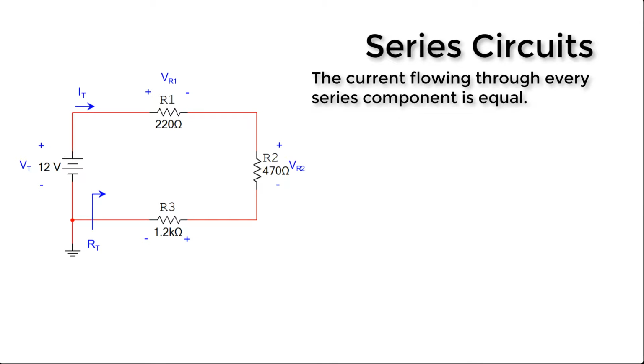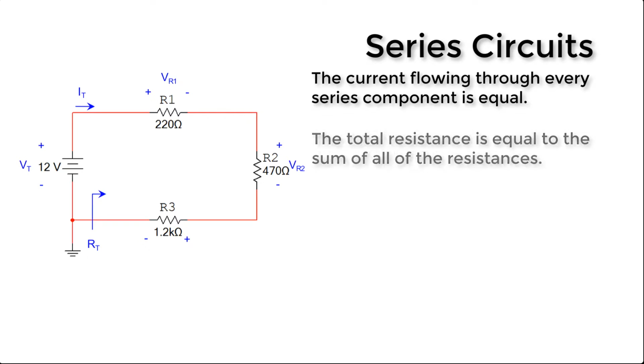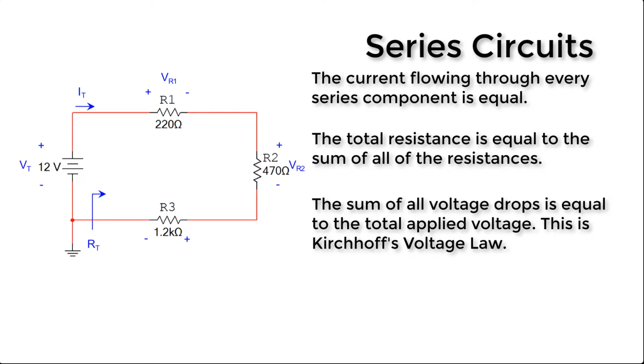In a series circuit, the current flowing through every series component is equal. That means if one draws 0.34 milliamps, all of them will draw 0.34 milliamps. Also in a series circuit, the resistance is equal to the sum of all the resistors. So if I added the 3 resistors in this circuit, they would equal the total resistance, RT. And lastly, as stated before, the sum of all voltage drops is equal to the total applied voltage, Kirchhoff's voltage law.